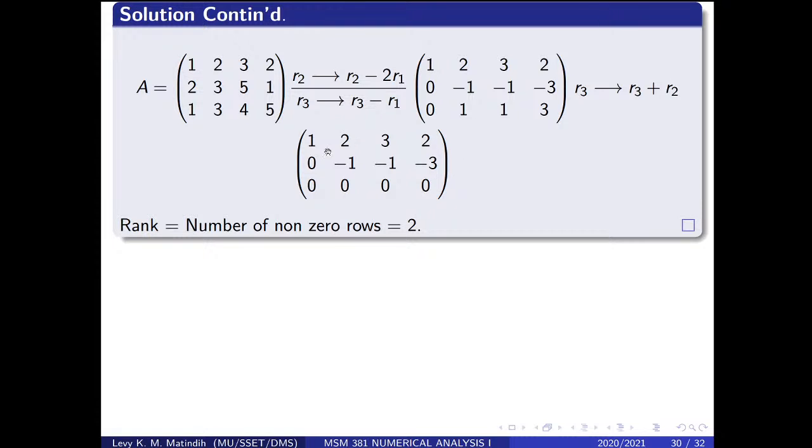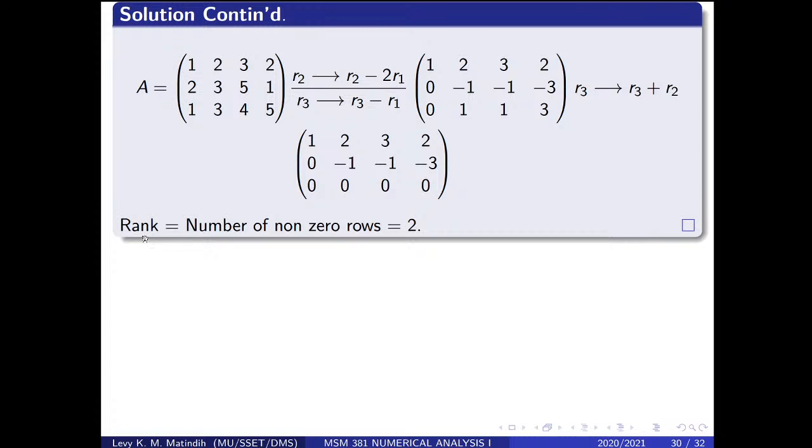If you look at this matrix, it is in upper triangular form. This upper triangular form has been obtained by applying a finite sequence of elementary row operations on matrix A.